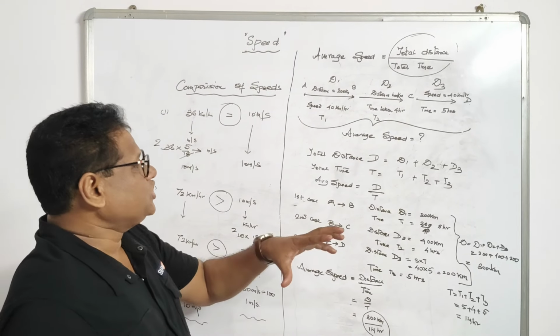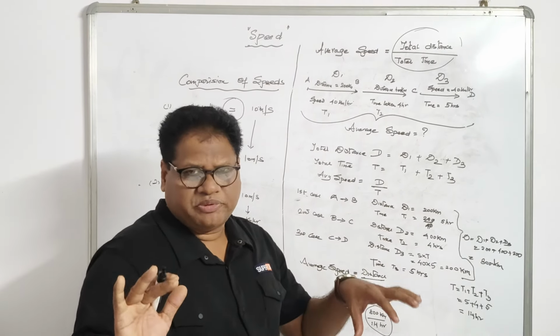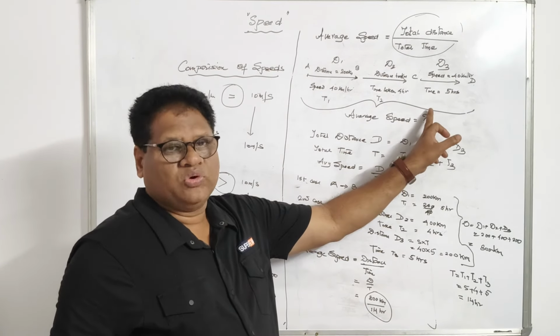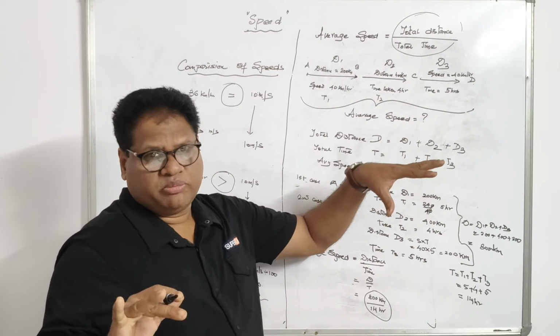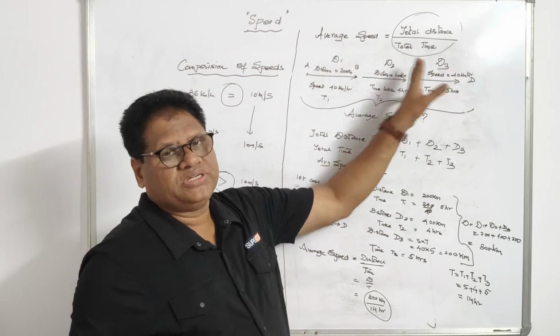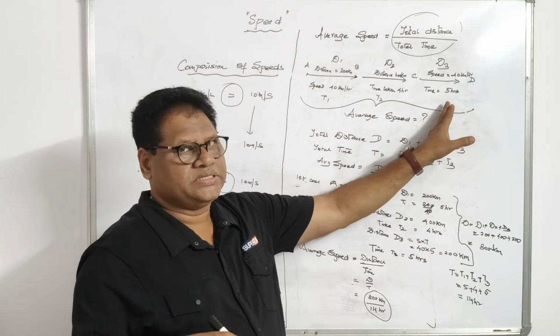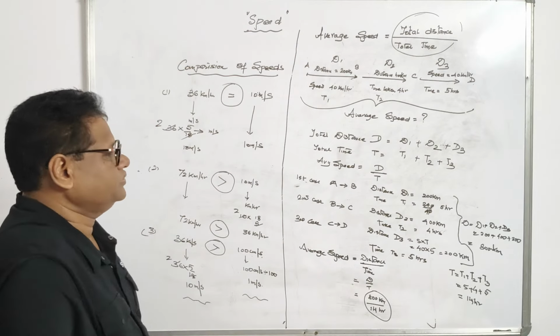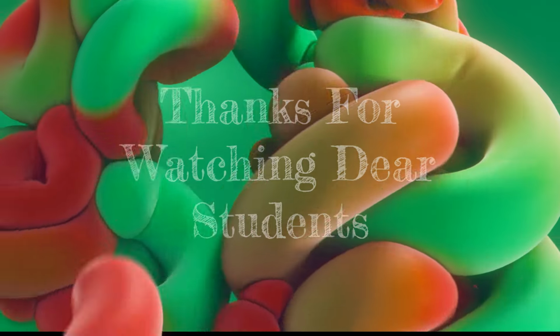Clear? So make sure for average speed you are going to get the total distance and the total time. Not always will you get the question in a direct statement with all the distances measured and all the time taken. No, it's not that easy. So this is the expression for finding average speed. Clear?